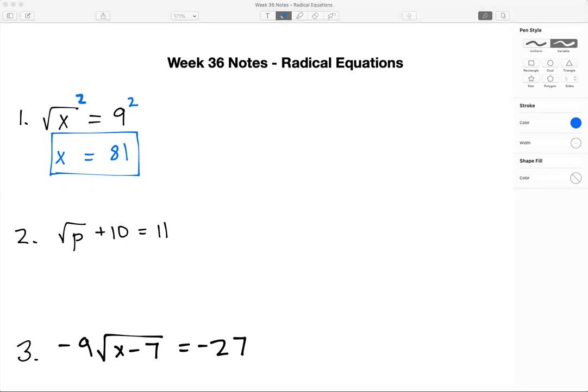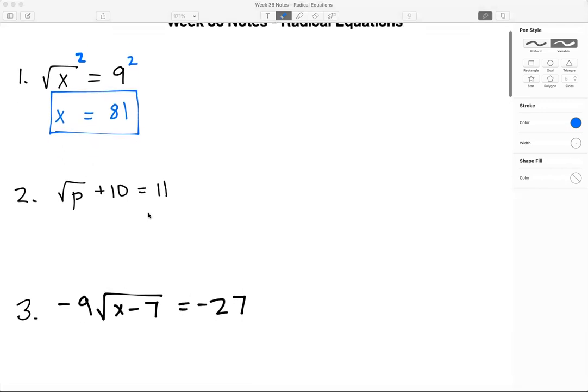Okay, so number 2 is the following. Copy it down, please. So like I just said, we need to get this by itself on one side. We're going to get rid of the 10. And then we've got 11 minus 10 is 1. This goes away. Then we square both sides. Radical goes away, and p equals 1.